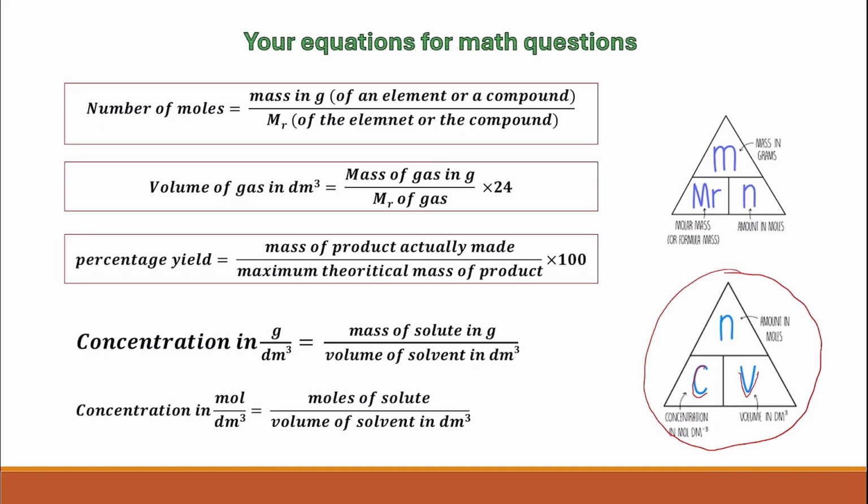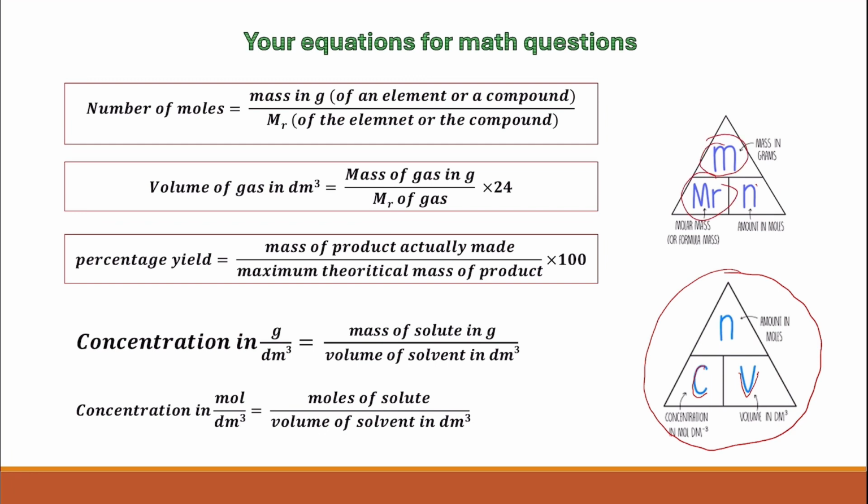Remember, when you calculate the concentration or calculate the number of moles from concentration and volume, you have to use the volume in decimeter cubed. So in the exam, they will always give you the volume in centimeter cubed. You have to convert it to decimeter cubed by dividing by 1,000. Remember that number of moles equals the mass over Mr.